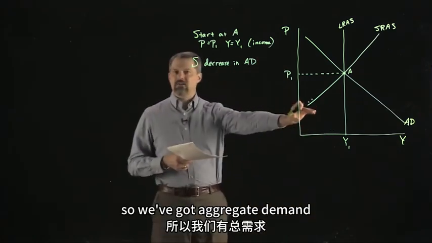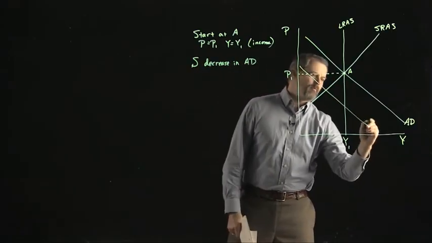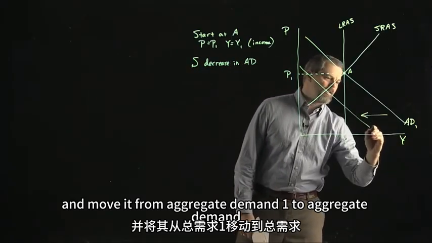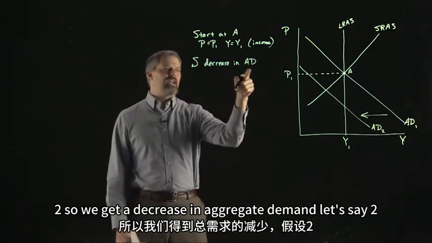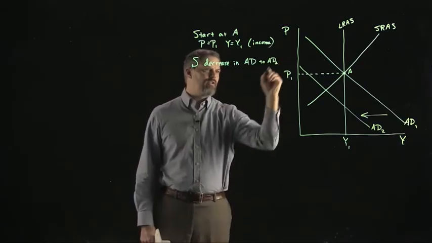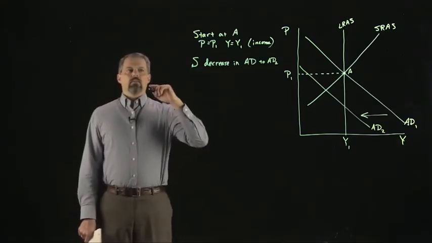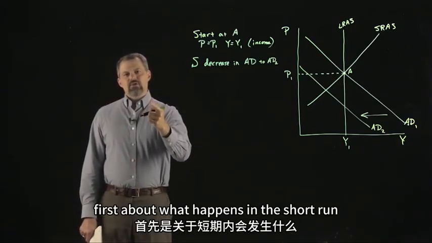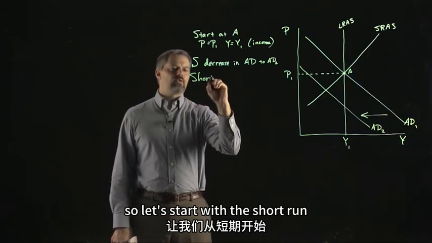So we've got aggregate demand. Let's shift that aggregate demand curve to the left. I'm going to move it from aggregate demand 1 to aggregate demand 2. So we get a decrease in aggregate demand, let's say aggregate demand 2. Now, we need to think first about what happens in the short run, and then we're going to think about what happens in the long run. So let's start with the short run.